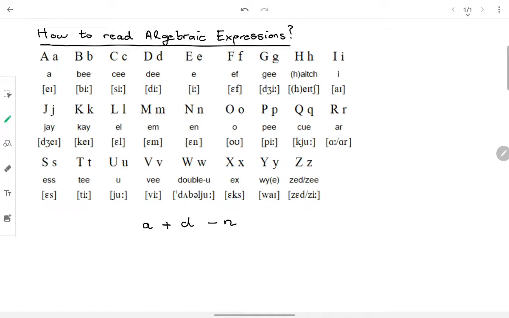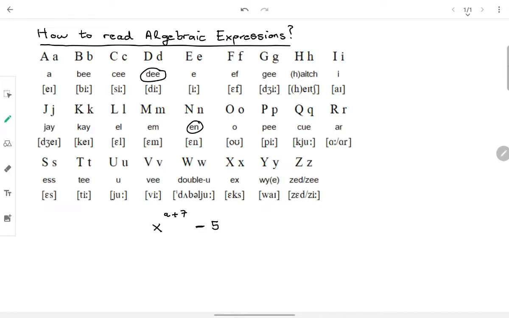In this case, we have 3 terms. It's the same as in the last one, so we will start with the first term, that is only A. It's positive, we don't need to say it. For the second one, we need to say it, plus D, comma, minus N. And that will be it. That will be how we read this algebraic expression.